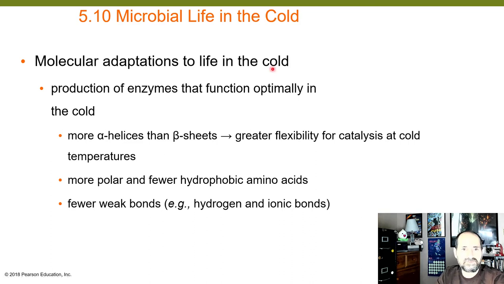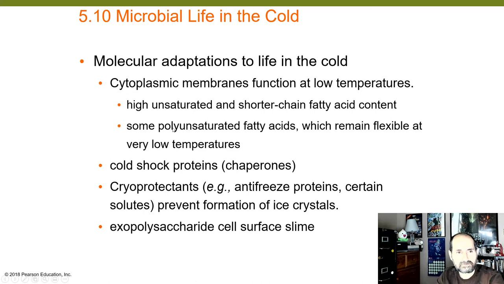So how do these bacteria that grow in the cold, how have they adapted to grow in the cold? It's really interesting. Their enzymes and proteins function optimally in the cold. They don't freeze because they have more alpha helices than beta sheets, which gives them a greater flexibility for cold temperatures. They also have more polar and fewer hydrophobic amino acids, which allows the molecules to remain fluid at cold temperatures. And they have fewer weak bonds in their proteins and enzymes, which allows their proteins to be fluid at lower temperatures and prevent freezing.